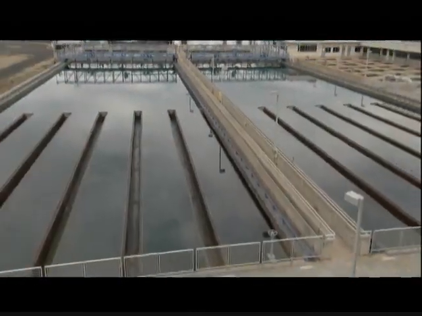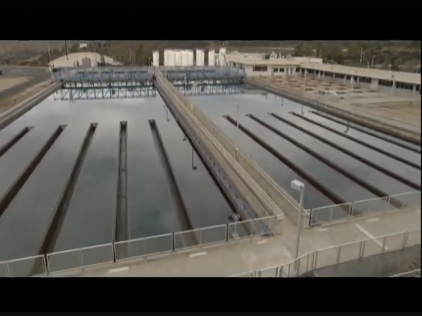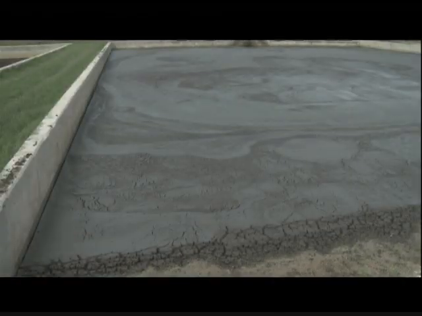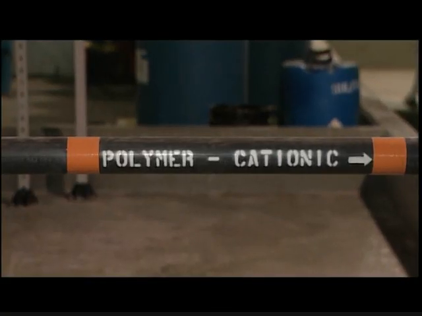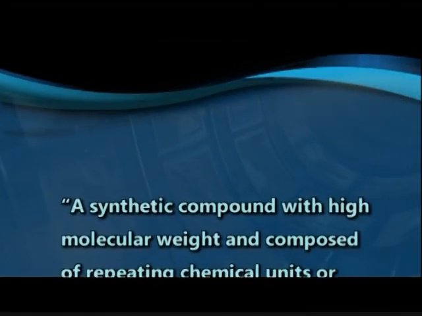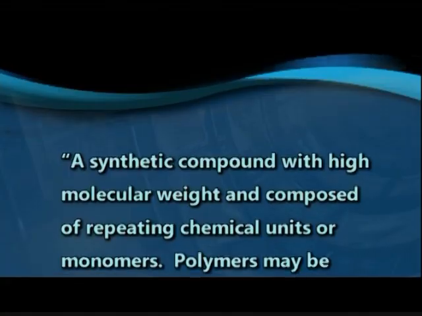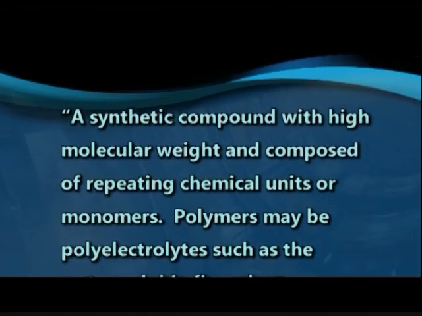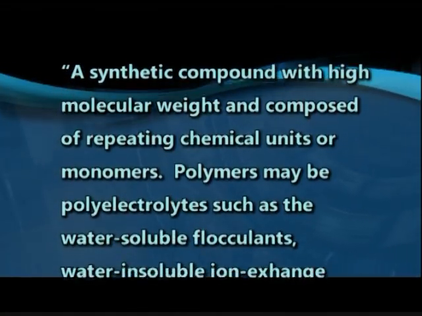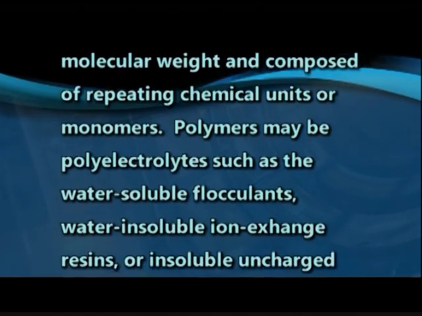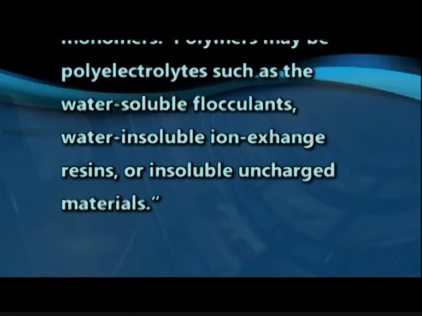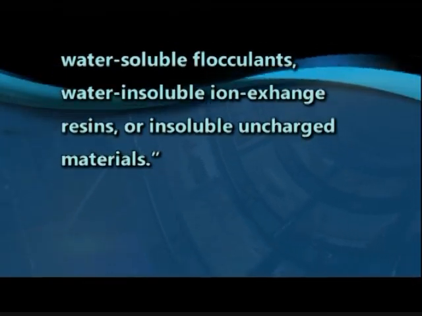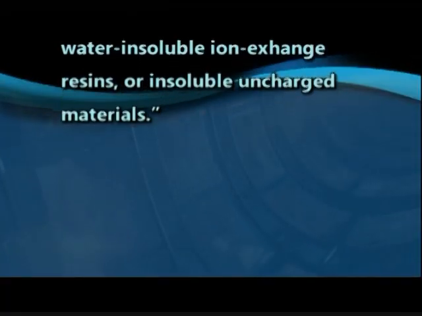In addition, they help overcome the effect of low temperatures, reduce the amount of coagulant needed, and reduce the amount of sludge produced. Commonly used coagulant aids include cationic polymers. Polymers are defined as a synthetic compound with high molecular weight and composed of repeating chemical units or monomers. Polymers may be polyelectrolytes, such as the water-soluble flocculants, water-insoluble ion exchange resins, or insoluble uncharged materials.